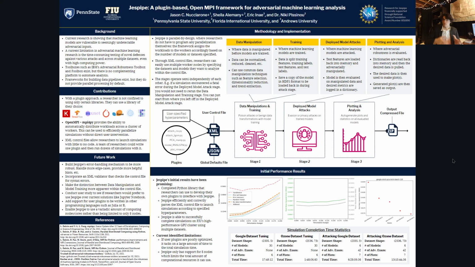We also want to have an XML validator, so if a user accidentally leaves out a tag in their XML file, it lets them know and says how to fix it. And then some other features we want to add: we want to support other languages with our framework. Right now we primarily only use Python, but we want to see about incorporating languages like R or Julia or even Java to do some model training and potentially attacks.